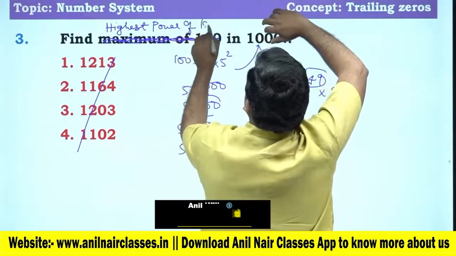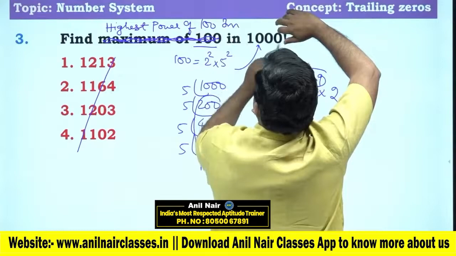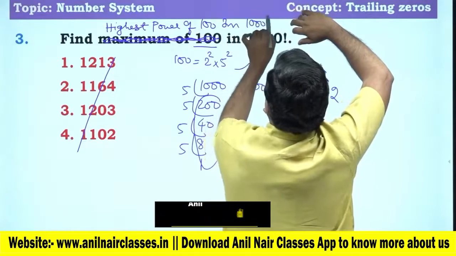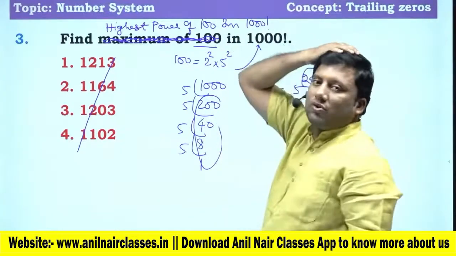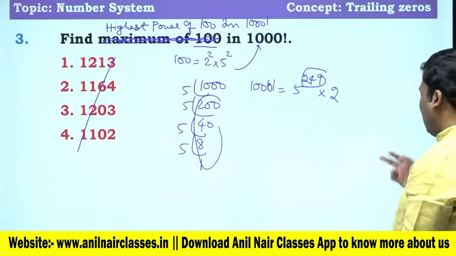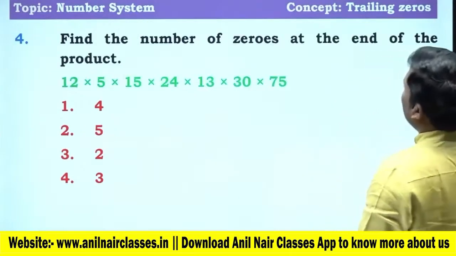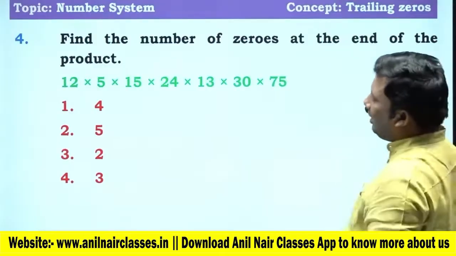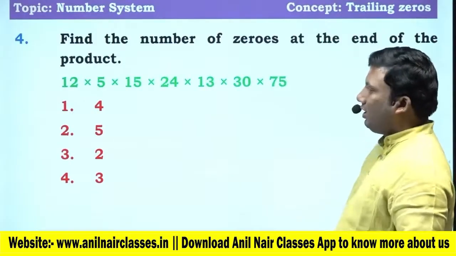Find the highest power of 100 in 1000 factorial. 100 is 2 square into 5 square. I hope it is clear. Answer is 249. Find the number of zeros at the end of the product.